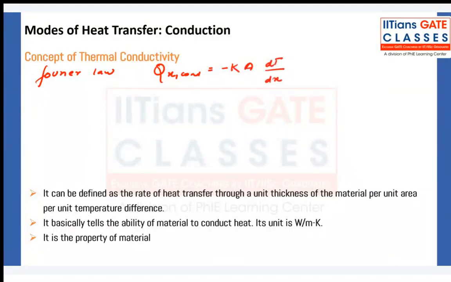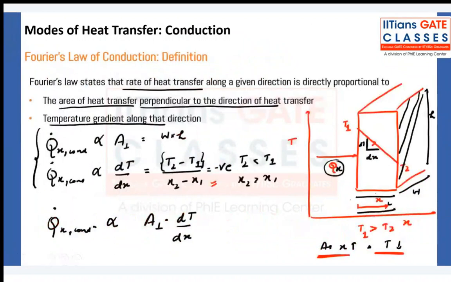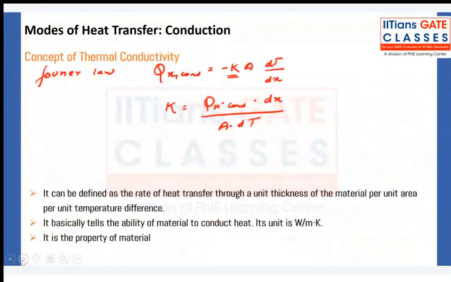Now, if I want to define k, then k is equal to Qx conduction times dx upon area into dT. Here dx is the thickness, x1 to x2, so it is thickness. So this is the defining equation for thermal conductivity.